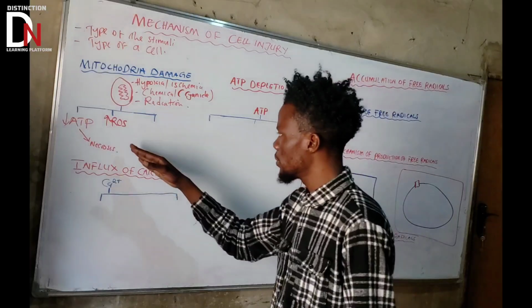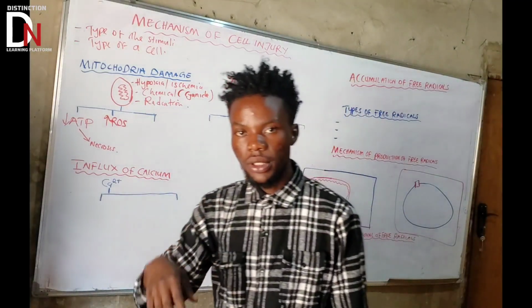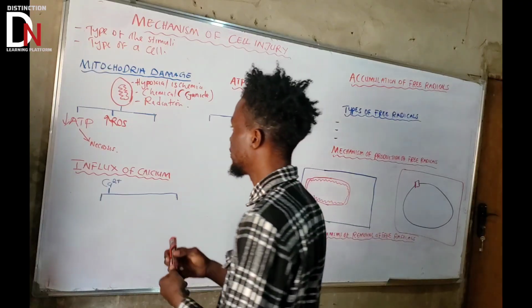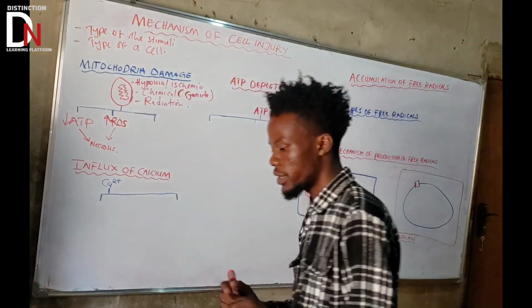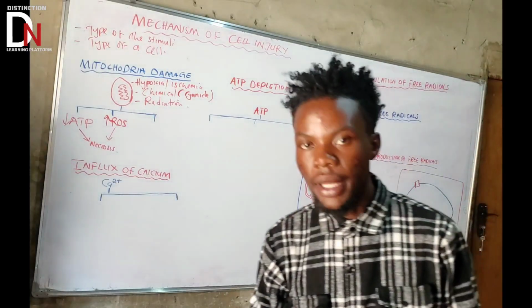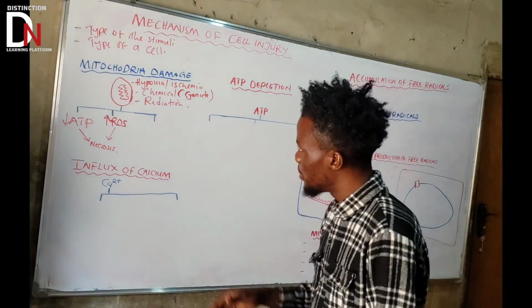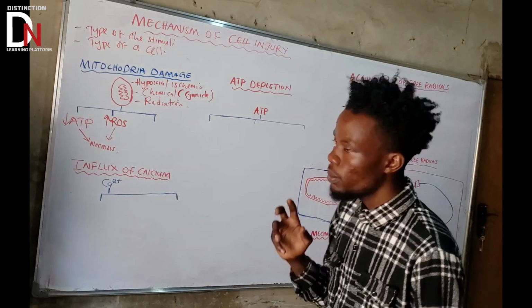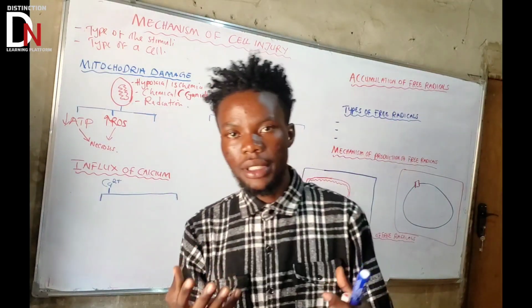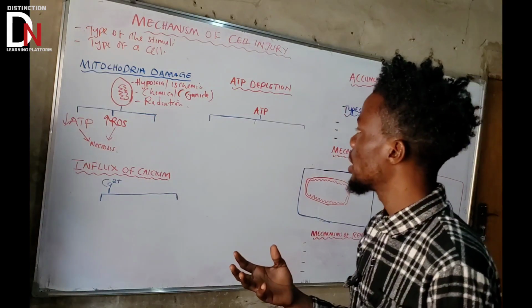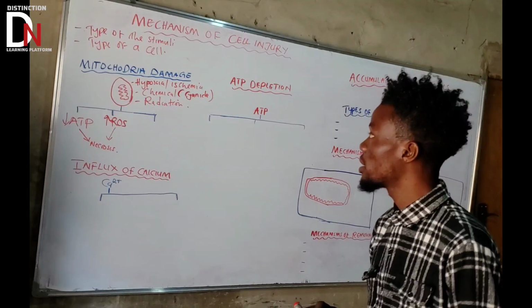If there are reactive oxygen species, they start damaging the cell, leading to necrosis as usual. This one also leads to necrosis, because it is damaging the cell. What else? The last one. Because there is damage to mitochondria, there will be an increase in the permeability of the membrane of the mitochondria.